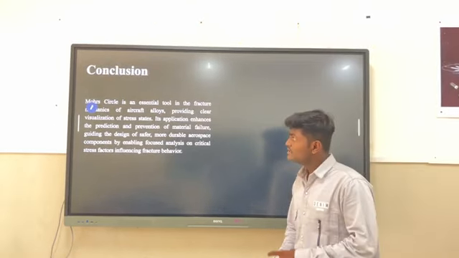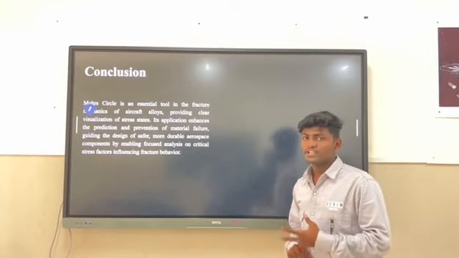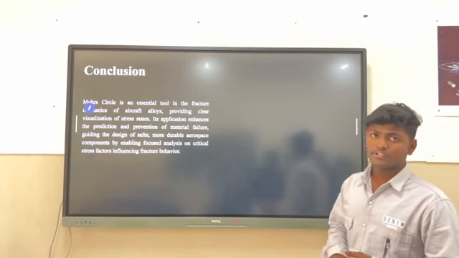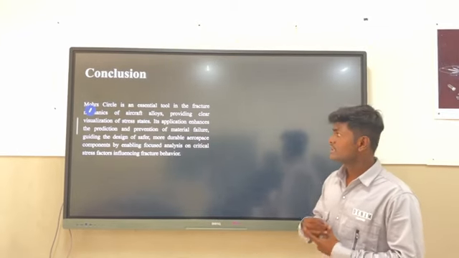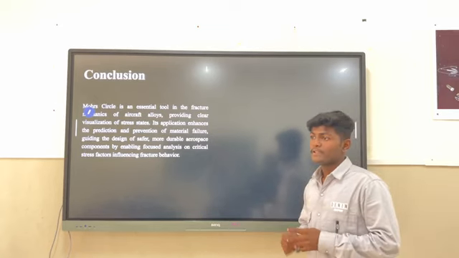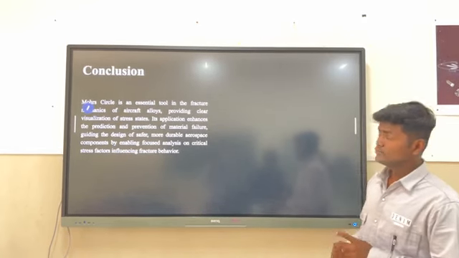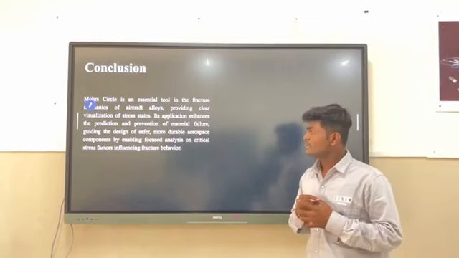The Mohr circle is an essential tool in the fracture mechanics of aircraft alloys, which provides clear visualization of stress states, which can predict the future cracks which are going to happen in the planes, and through which we can make safer and more efficient airplanes.